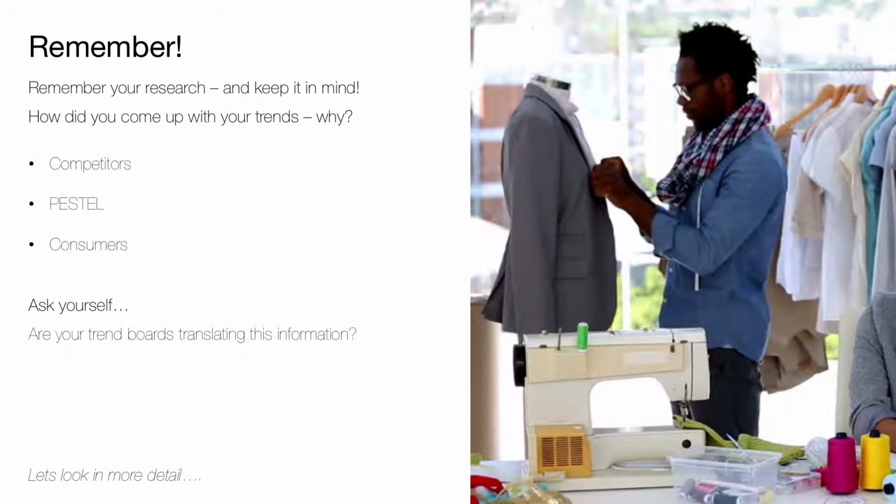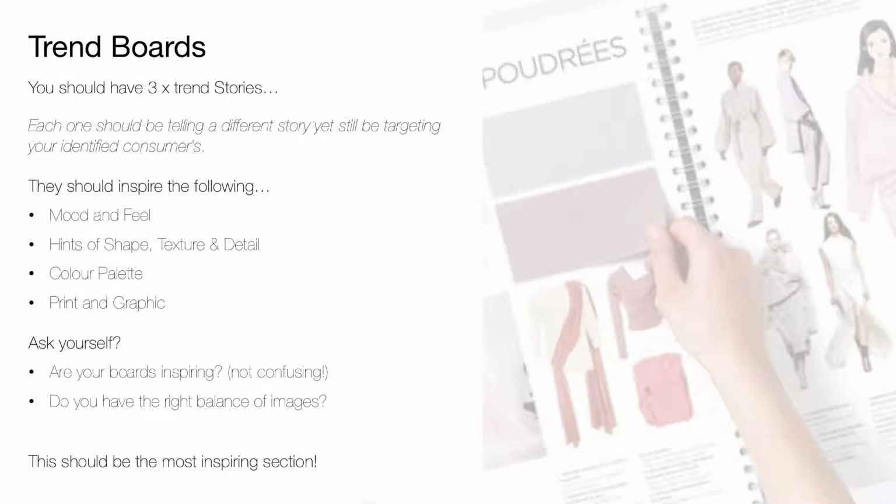Let's look at this in more detail. So let's take a look back at your trend boards. You should now have 3 trend stories in total, or more if you desire. So each one should be telling a very different story, yet be targeting and identifying with the same consumer. They should inspire the following: mood and feel of your story, hints of shape, texture and detail that you'd use within a collection, colour palettes, as well as print and graphic.